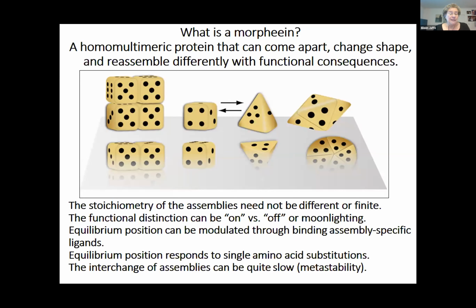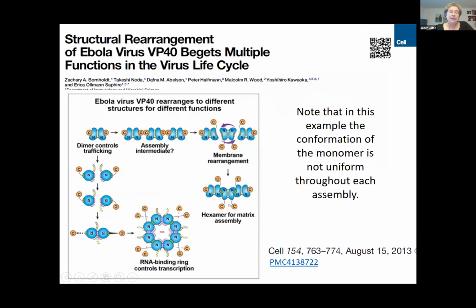The equilibrium position can be modulated through binding assembly-specific ligands. And I think nearly every talk we're going to hear today is going to talk about that aspect. The equilibrium position responds to single amino acid substitutions, sometimes really dramatically. And the interchange of assemblies can be quite slow, which again, I'm not going to talk about.